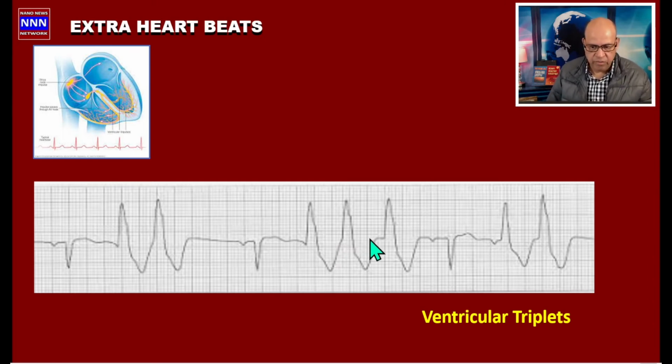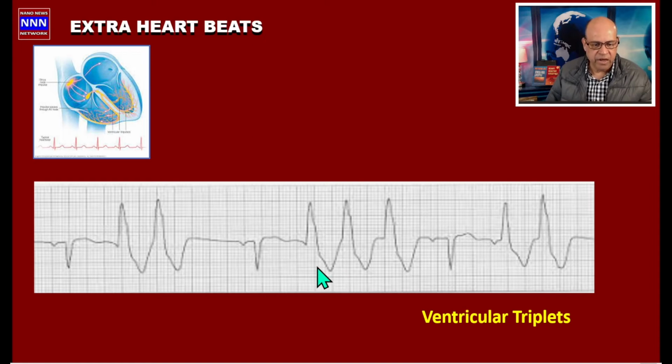Here we also see something different, and that is we see a ventricular couplet here, then we have a normal beat, we have a ventricular triplet here, we have a normal beat, then we have a normal beat which was trying to come here, but that was overshadowed by the ventricular couplet.